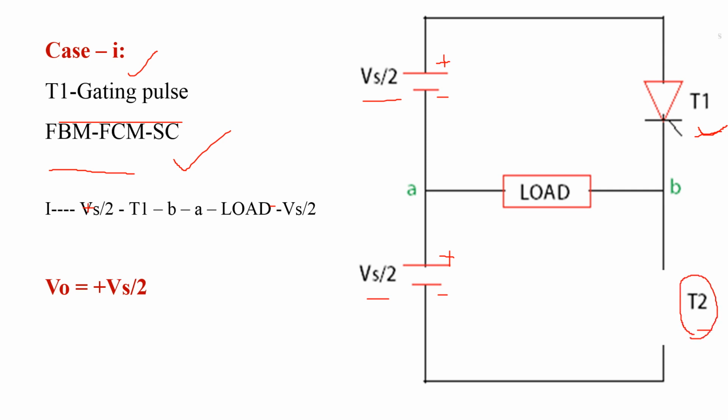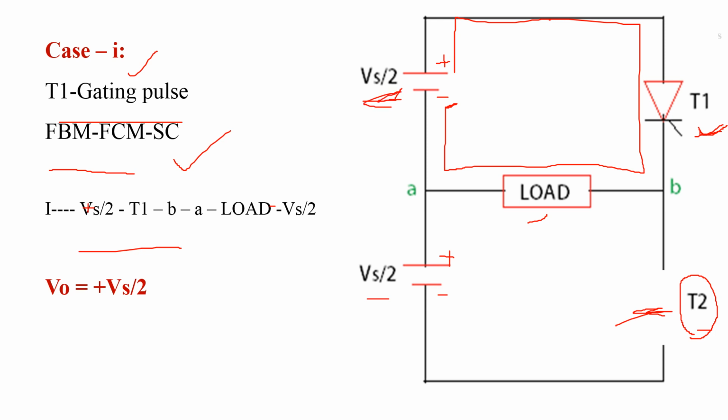So thyristor T2 acts as an open circuit, and due to the short circuit of thyristor T1, there is a path for current from source to load in the direction of Vs by 2 plus, thyristor T1 terminal B, load terminal A, Vs by 2 minus, that is nothing but in this path. The total input voltage is going to appear across the load, that is V0 is equal to Vs by 2 plus Vs by 2.